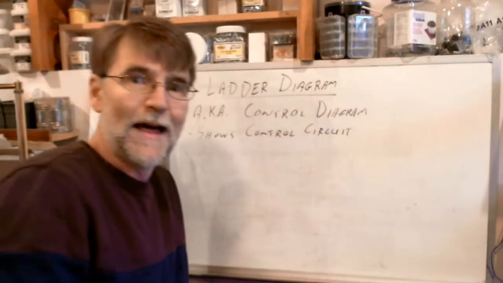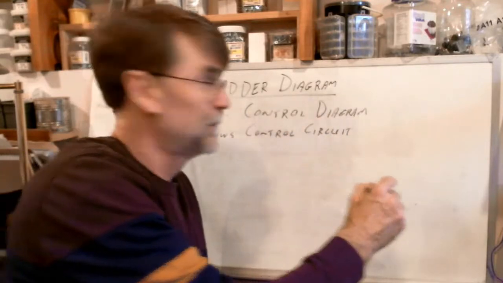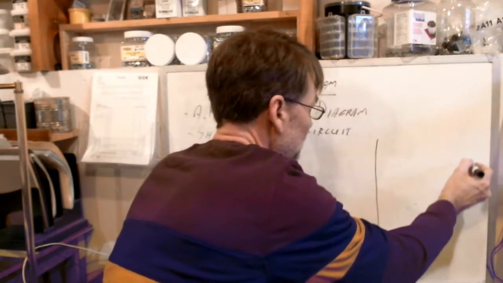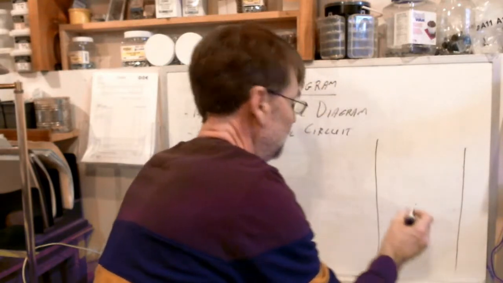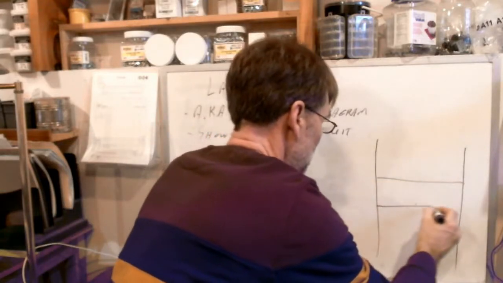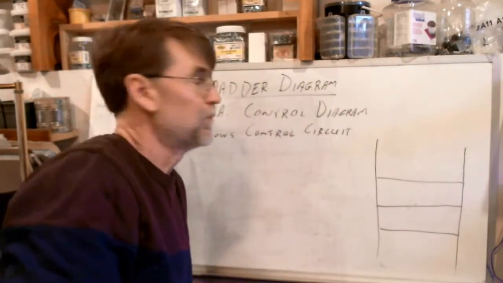So why is it called a ladder diagram? Because it looks like a ladder. So here's what a ladder diagram looks like. We have a rail here and a rail here, and there are the rungs. Okay, looks like a ladder.